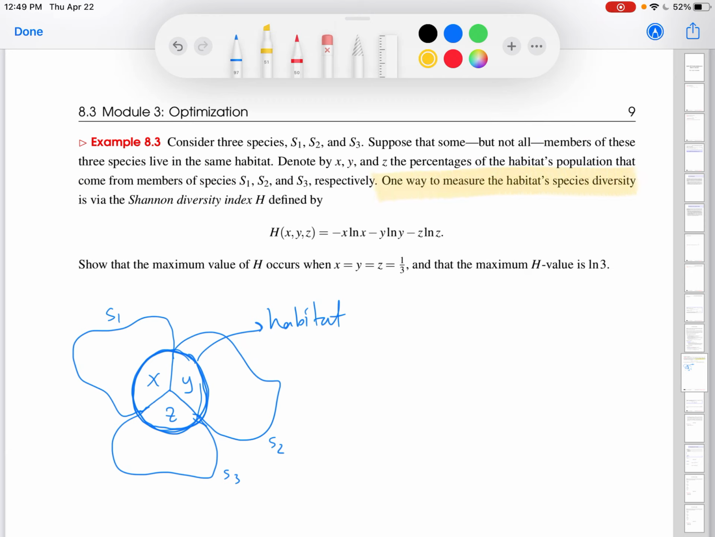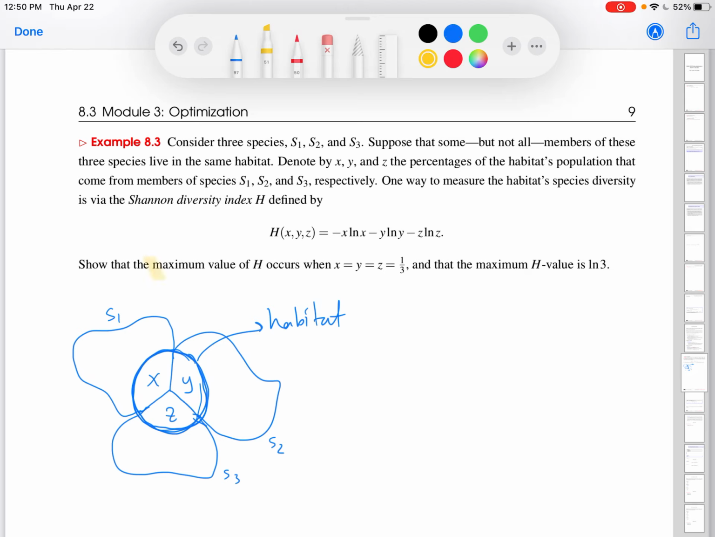One way to measure habitat species diversity is the Shannon Diversity Index. You may have heard of Shannon from information theory, and this is exactly the tie-in for this particular real-world example. And the diversity index is defined by H of x, y, z equals this sum of x times ln of x, all with negative signs in front of them. Okay, so interesting function. This is actually like a sum of entropies. If you look up Shannon entropy, or just entropy, you will see a lot of interesting connections here with physics and information theory. So what does the problem want us to do?